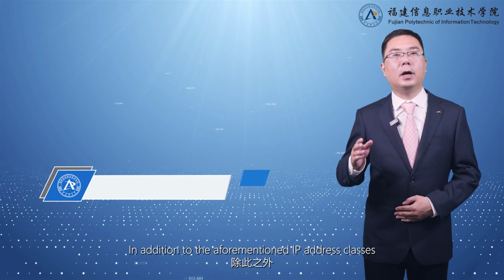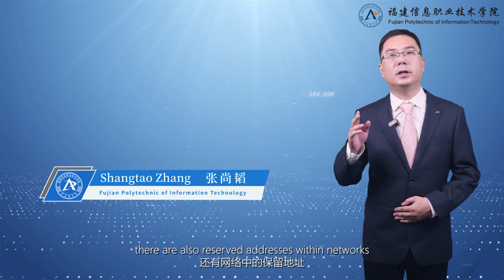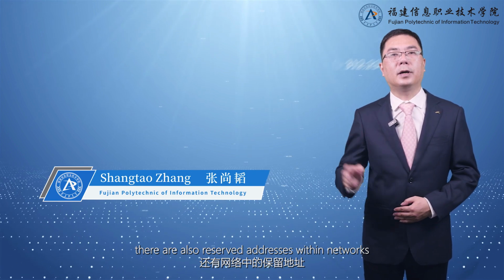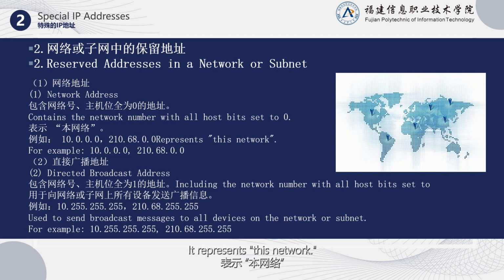In addition to the aforementioned IP address classes, there are also reserved addresses within networks. 1. Network address. This address includes a network number with all host bits set to 0. It represents this network. For example, 10.0.0.0, 210.68.0.0.